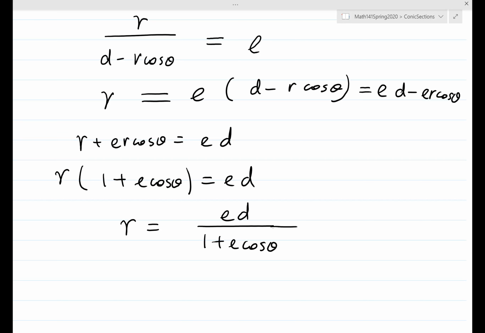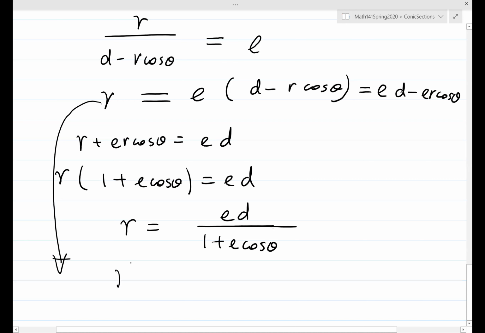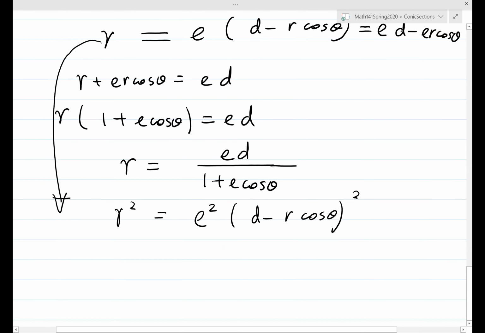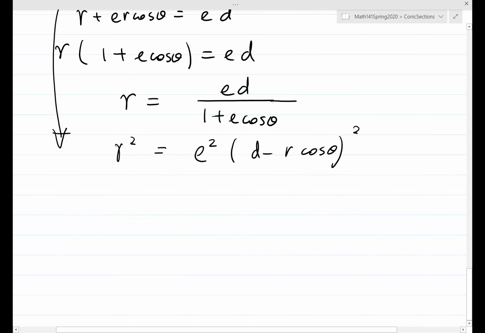Now from this step, it's actually easier to do this step in Cartesian coordinates. Then we get r squared equal to e squared times (d minus r cosine theta) squared. So we will explain why this curve is actually a conic section. We just find what this curve is in Cartesian coordinates.